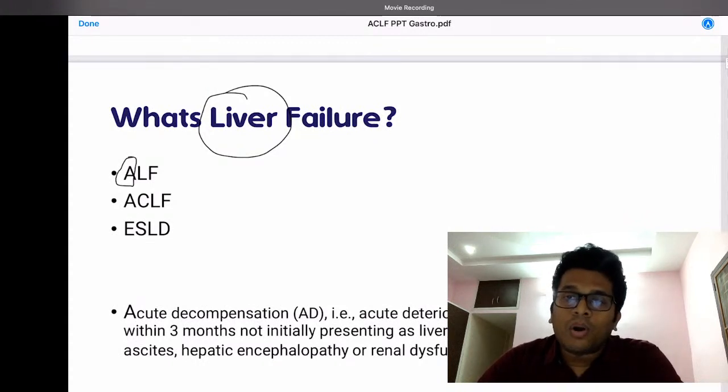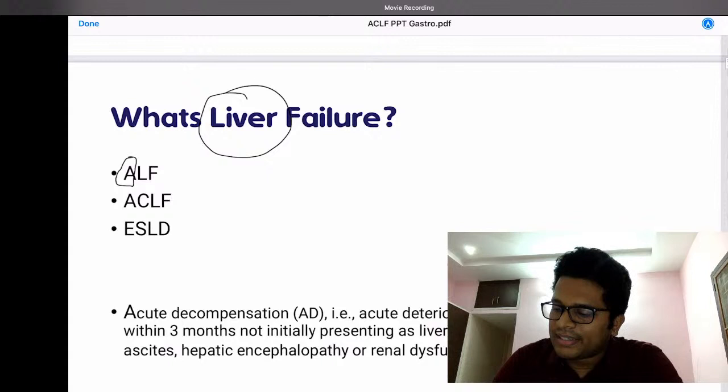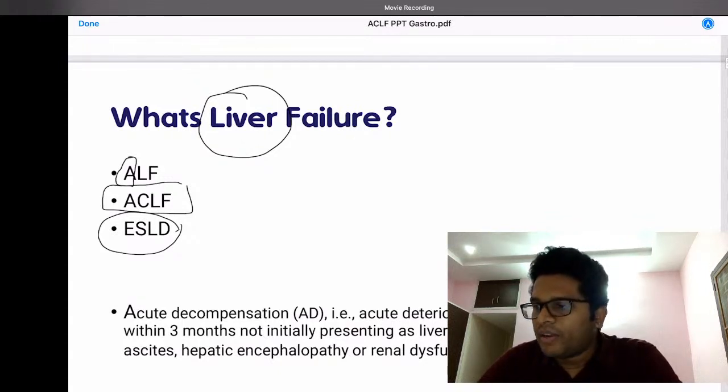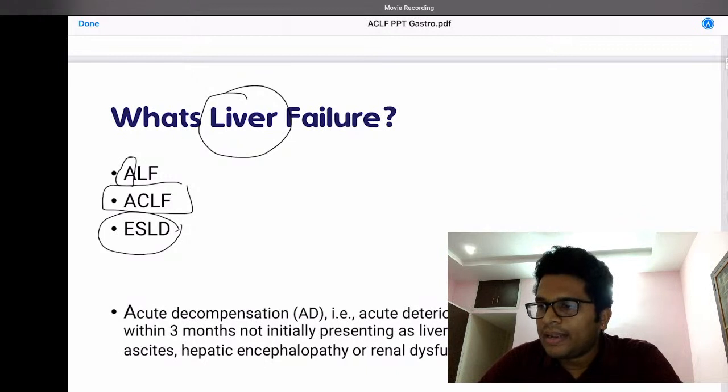Second, this could also be a part of deterioration in a patient with end stage liver disease. So, both are quite distinct from what we will be discussing today, that is ACLF, which stands for acute on chronic liver failure. Now, I will be coming to a few of the definitions of ACLF, but we should know that ALF and a decompensation in ESLD is different.